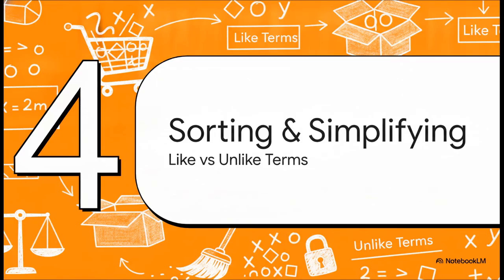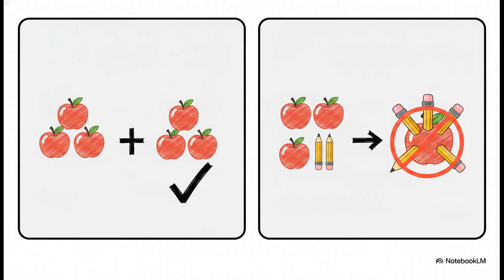Moving on to section 4, sorting and simplifying. So now we're going to figure out how to clean up and organize our math shopping list. To do this, we have to know the difference between like terms and unlike terms. Like terms have the exact same variables. 3x, 5x, and 9x are all like terms. Think of them all as apples. You can easily add 3 apples and 5 apples together to get 8 apples, right?